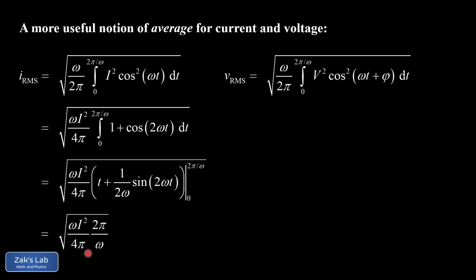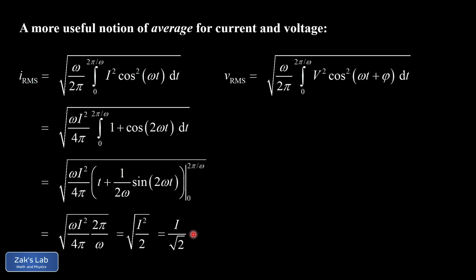I have the square root of omega I squared over 4 pi, then multiplied by 2 pi over omega. And we can cancel a factor of 2 pi, and we can cancel the omegas. And this gives us the square root of I squared divided by 2. And when I take the square root, we get our final answer. The RMS current is just equal to the original current amplitude, big I, divided by the square root of 2.